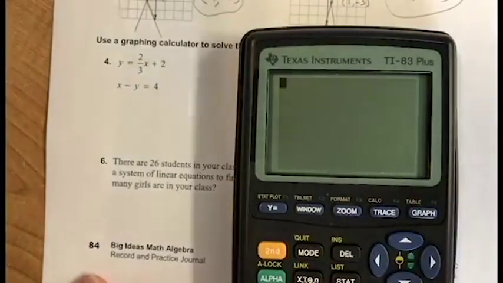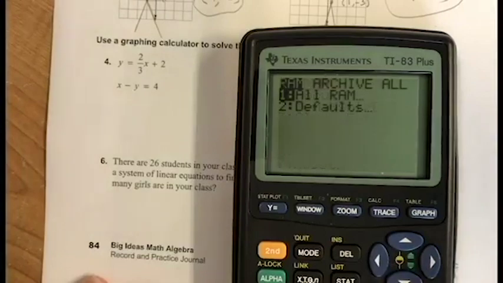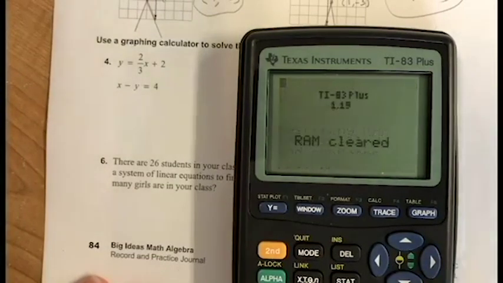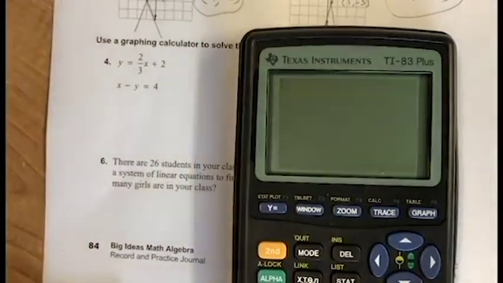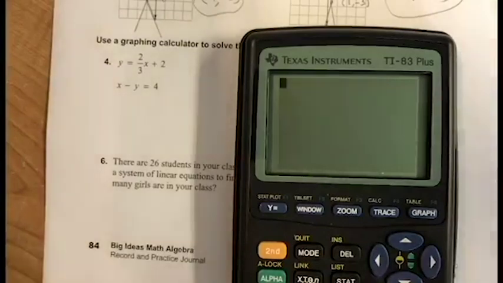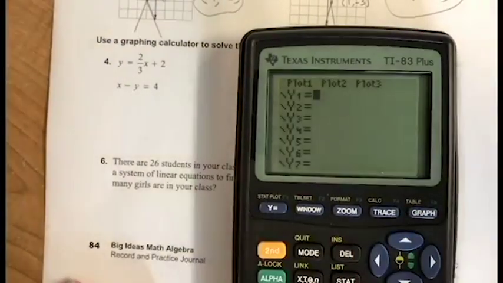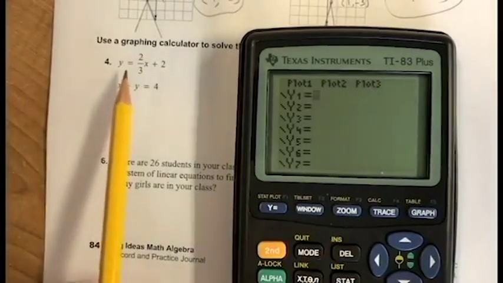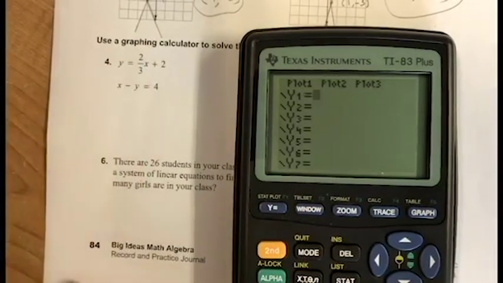So, first off, remember that when you get a new calculator, always just go ahead and reset things. We've talked about that before. I'm going to reset everything because I don't know what's in here. And I am going to get these equations into my calculator. And the first thing I need to do is put it in y equals form. So this first one's easy. It's already set as y equals this.